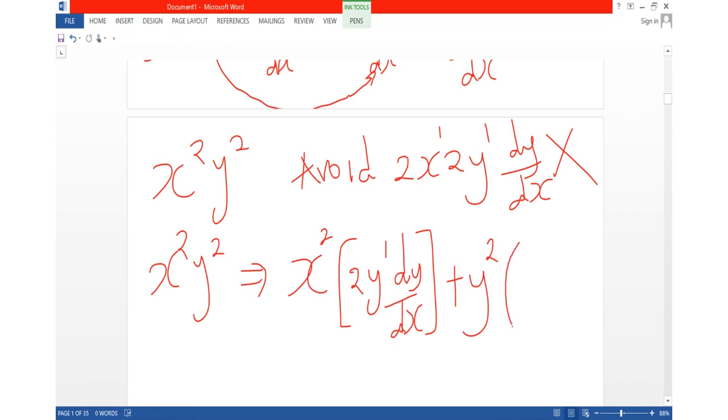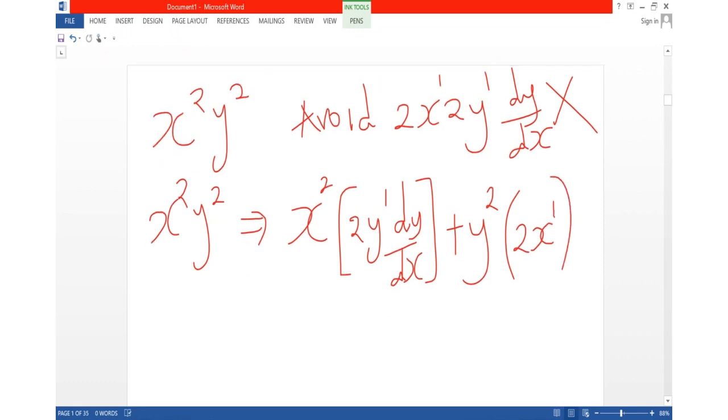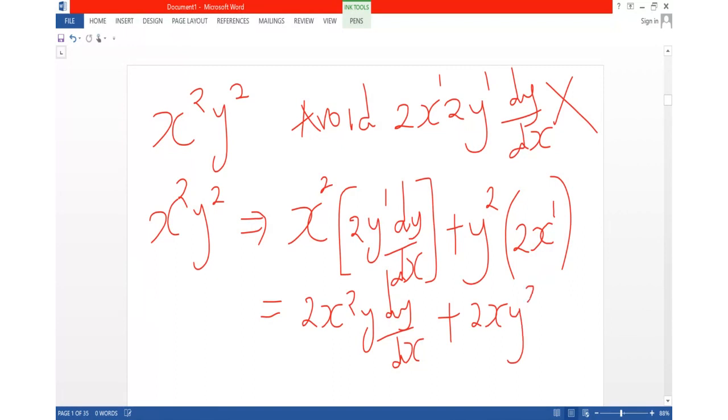Now I differentiate my x squared. When I differentiate x squared, the power will come down, then you reduce the power by 1. For x, we don't multiply with anything. So the final answer that we shall be able to get here is 2x squared y dy dx plus 2xy squared, or 2yx, or 2y squared x. It doesn't matter the order, but I always love to do it with the a b c d. We do the x and then we go to the y.